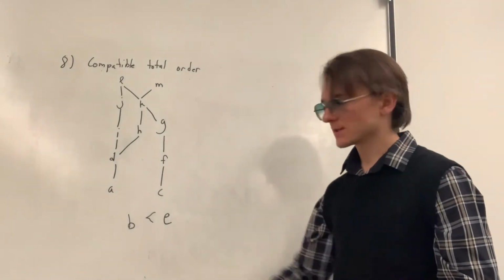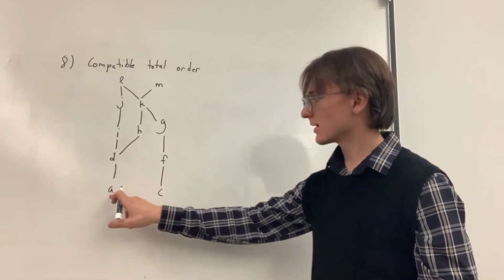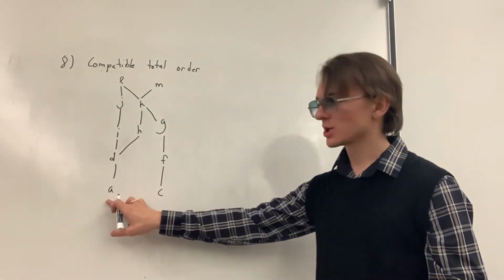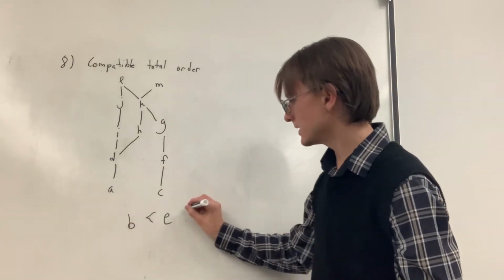Then we have 2 options, A or C. H is not a minimal element because H has a relationship with A through D. So instead, we remove C.